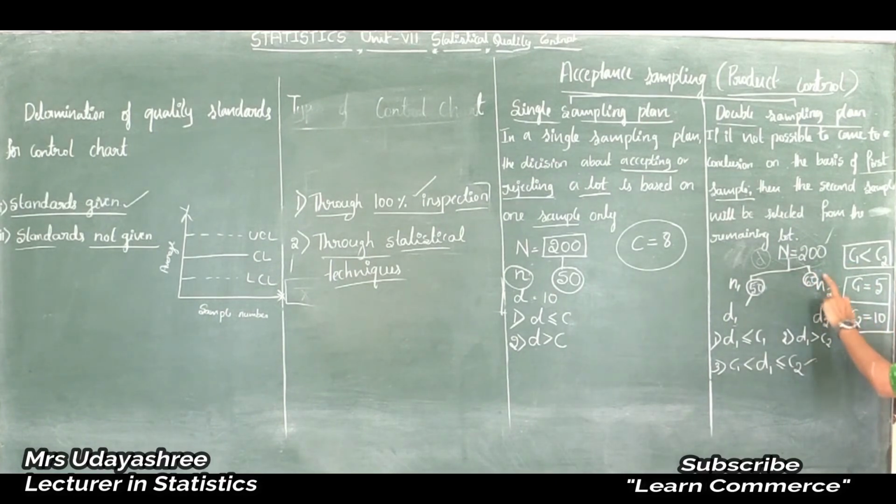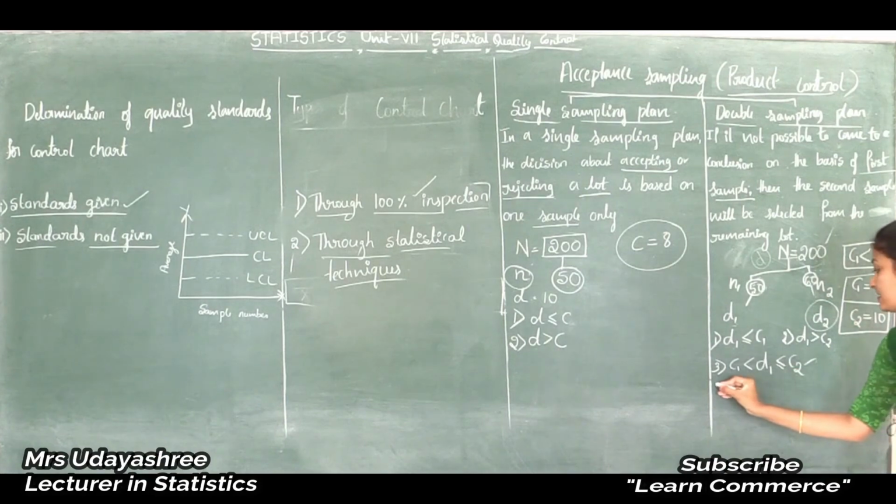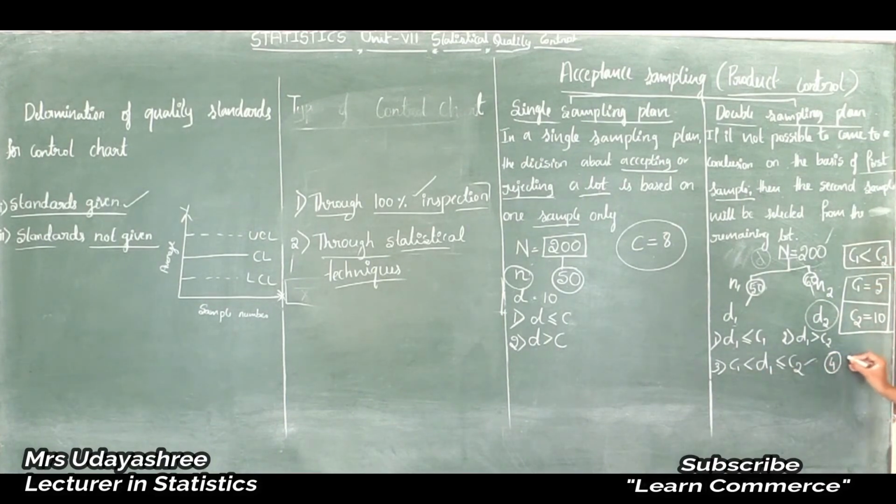See, after examining the second set of samples, if I get defectives like this, I will write here the fourth condition: D1 plus D2 less than or equal to C2. See, D1 plus D2 less than or equal to C2. So here the number of defectives in the first set plus the number of defectives in the second set is less than or equal to this second acceptance number, then this lot is accepted and these defectives are replaced by good ones.